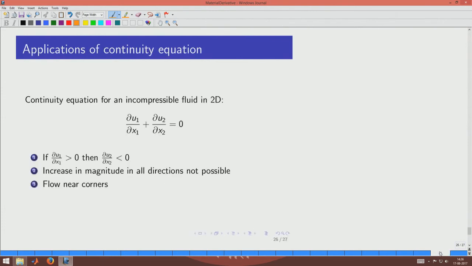And there is one more last application before we close, to see how the continuity equation can be of use. Consider the continuity equation in 2 dimensions. What this implies is that if one of the terms is positive, the other one has to be negative, because the sum has to be 0. So, you do not have the luxury of having the velocities with a positive gradient in all directions. You cannot have the magnitude increase in all directions. If it is increasing in one direction, in another direction it must decrease.